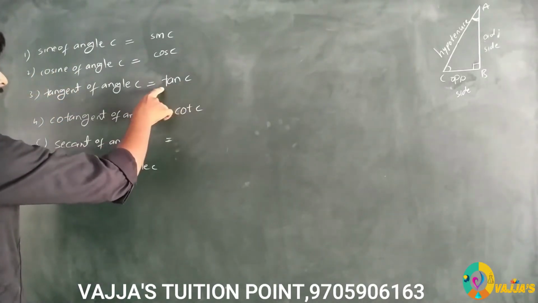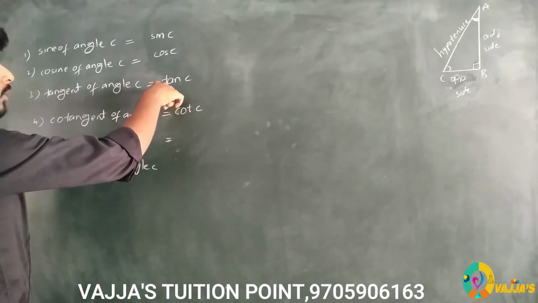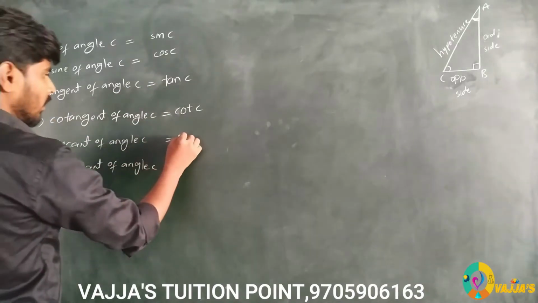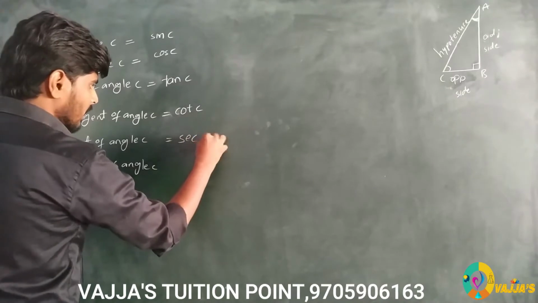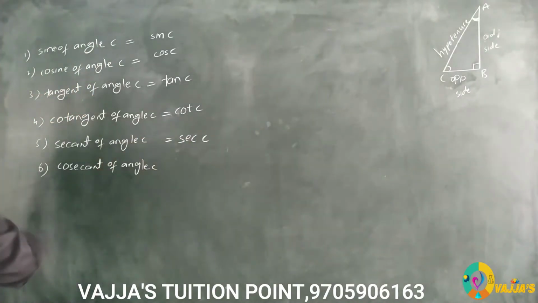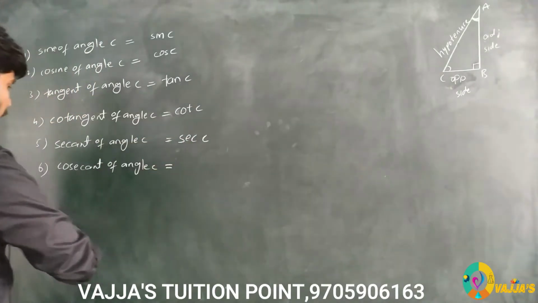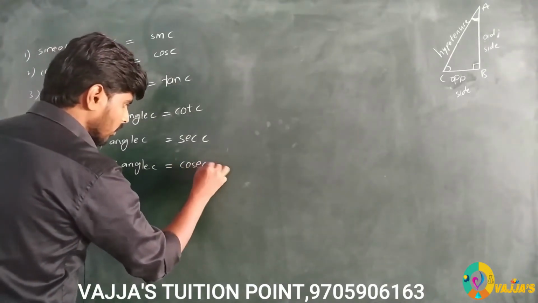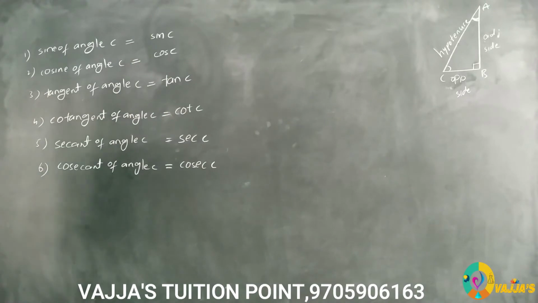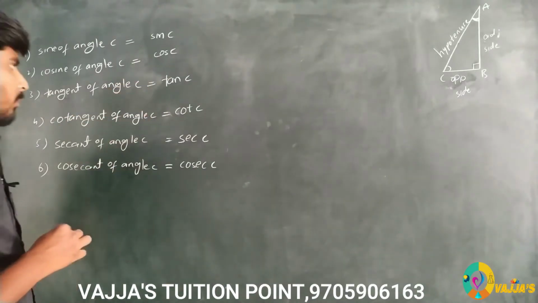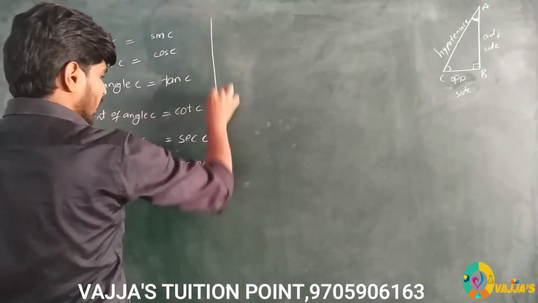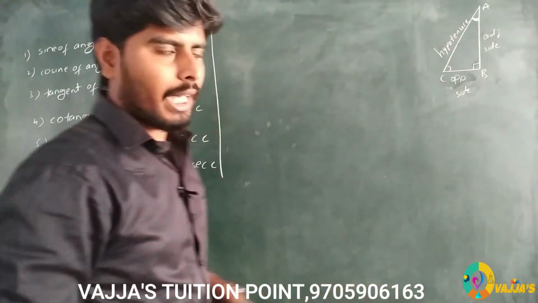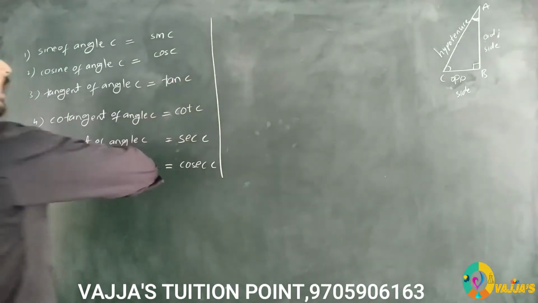Here in tan C, the T may be capital or small, no problem, whatever it may be. Secant of angle C we can write as sec C, or we can call it secant C also in short form. Cosecant of angle C we can write as cosec C.